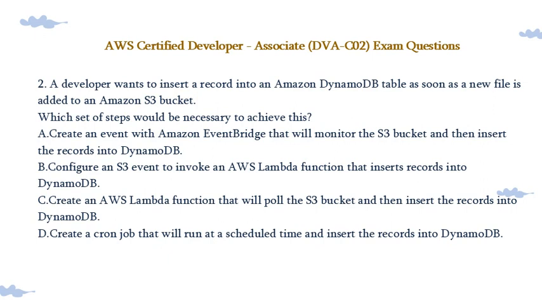A. Create an event with Amazon EventBridge that will monitor the S3 bucket and then insert the records into DynamoDB. B. Configure an S3 event to invoke an AWS Lambda function that inserts records into DynamoDB. C. Create an AWS Lambda function that will poll the S3 bucket and then insert the records into DynamoDB. D. Create a cron job that will run at a scheduled time and insert the records into DynamoDB.